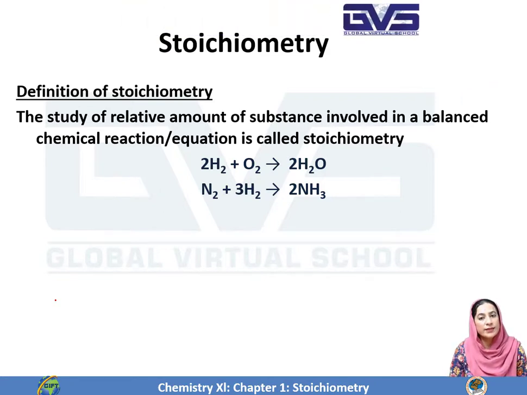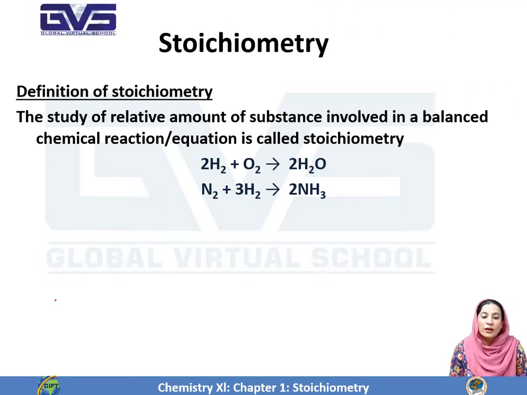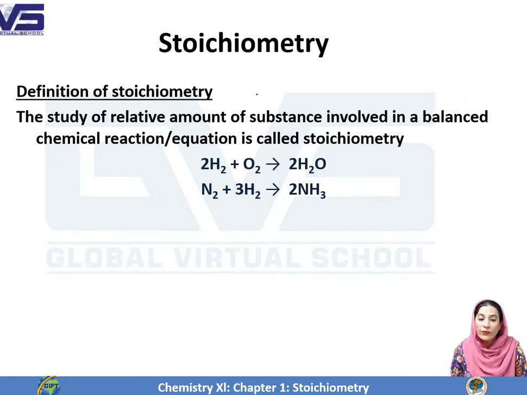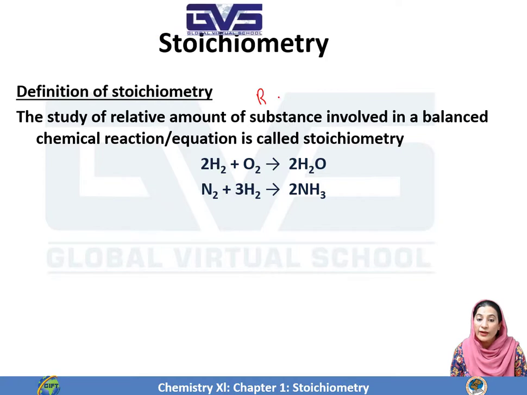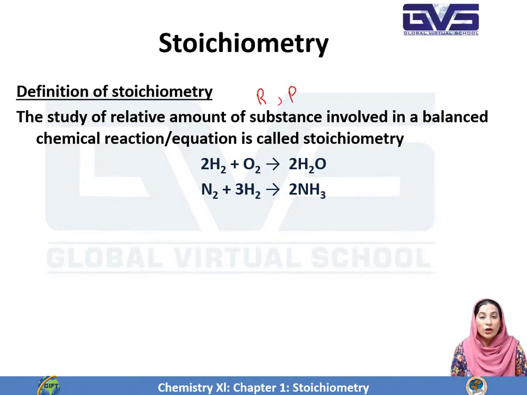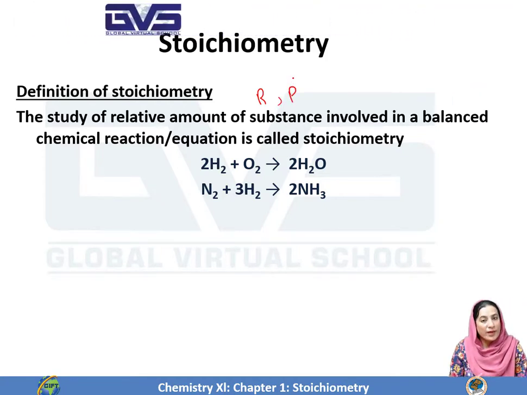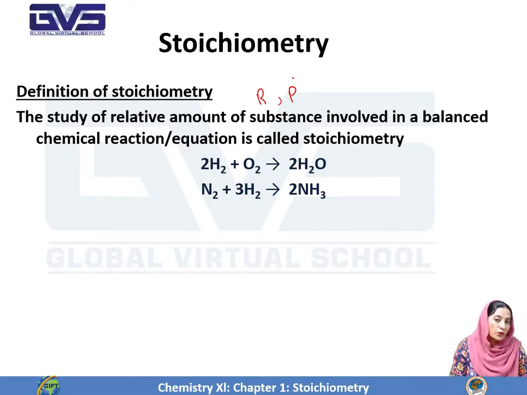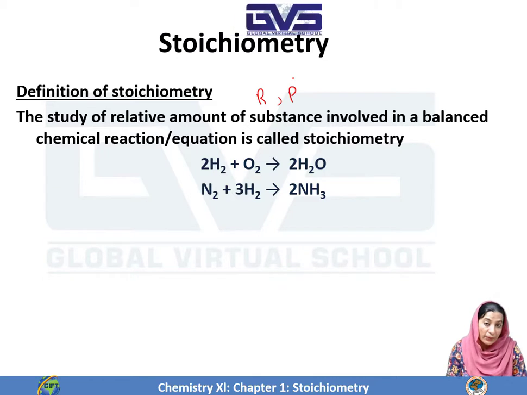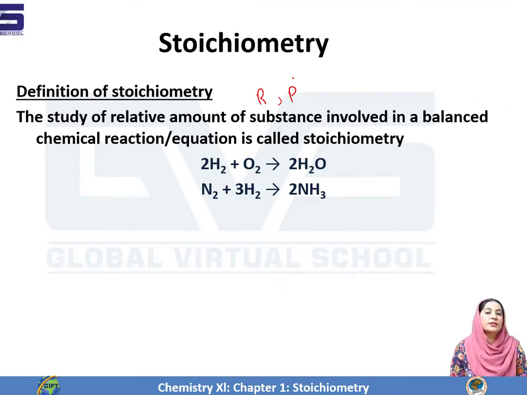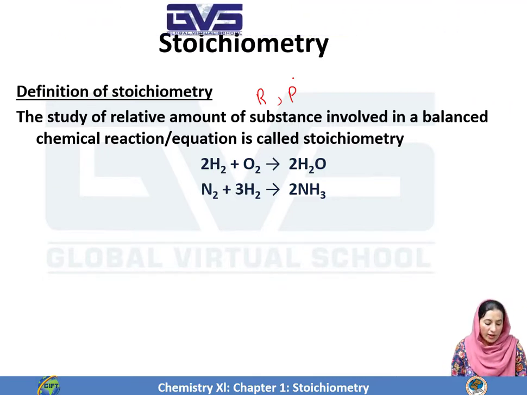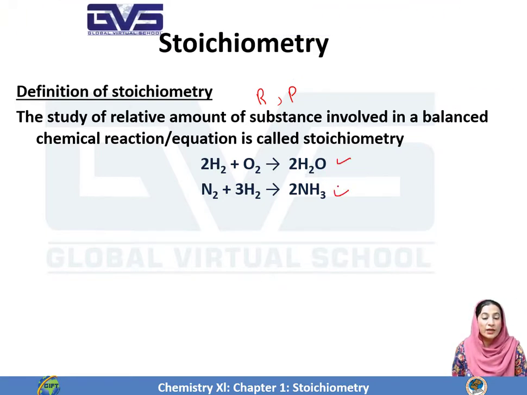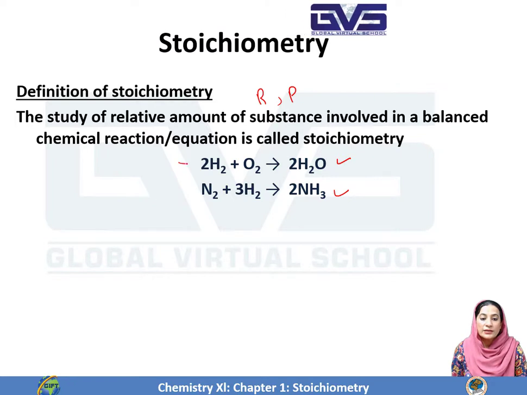Reaction and equation mean the same. Relative amounts of substances means we are talking about both the reactants and the products. So when you have a balanced chemical equation and we are talking about the relative amounts of reactants and products in the balanced chemical equation, then this study is called stoichiometry. Now I have 2 examples for you, formation of water and formation of ammonia. You can see this is the balanced chemical equation.